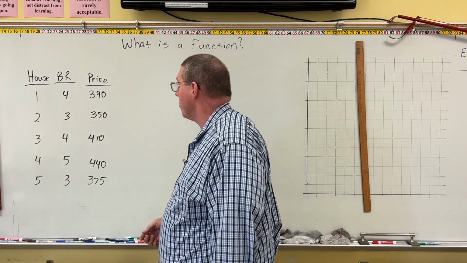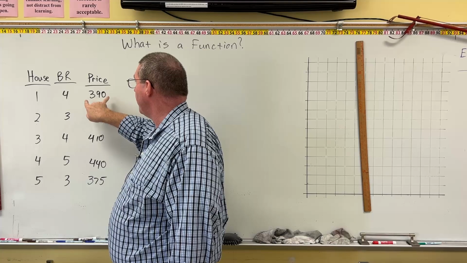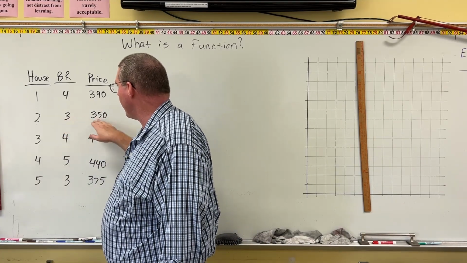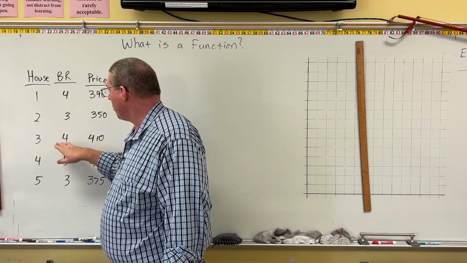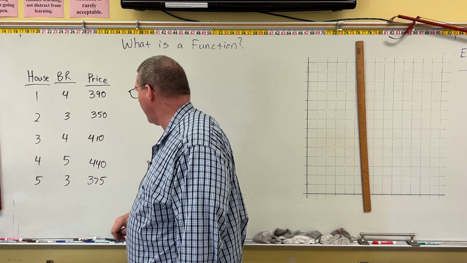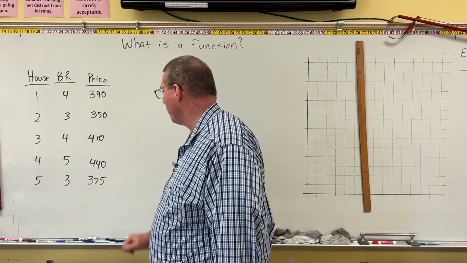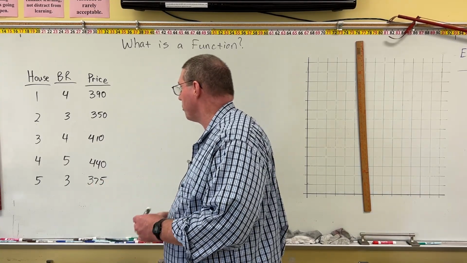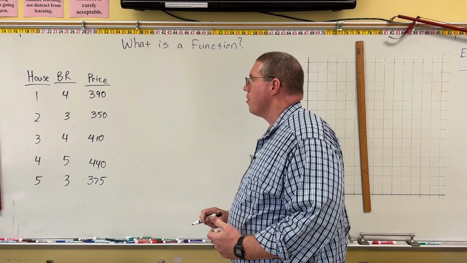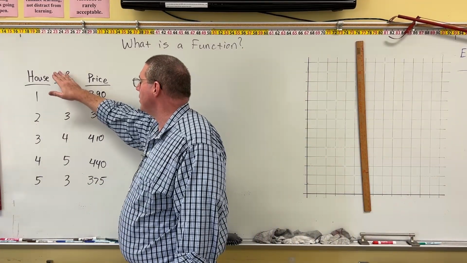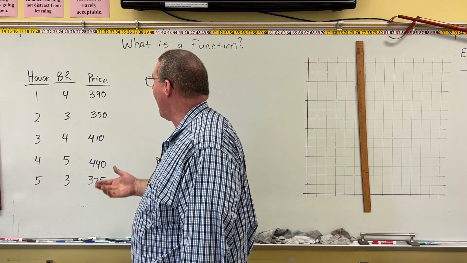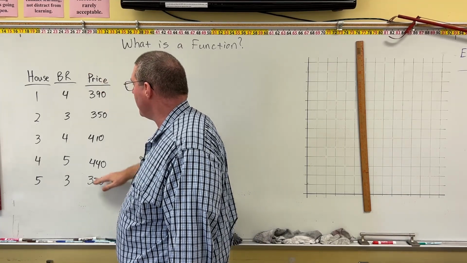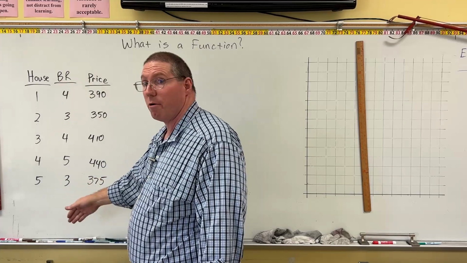So we have house number 1 has 4 bedrooms, and they're asking $390,000 for it. The second one has 3 bedrooms, they're asking $350,000. The third one has 4 bedrooms for $410,000. Then one has 5 bedrooms for $440,000, and the last one has 3 bedrooms for $375,000. So what we have here is the input is the number of bedrooms, and the output is the price. And what we want to know is, is the price a function of the number of bedrooms?